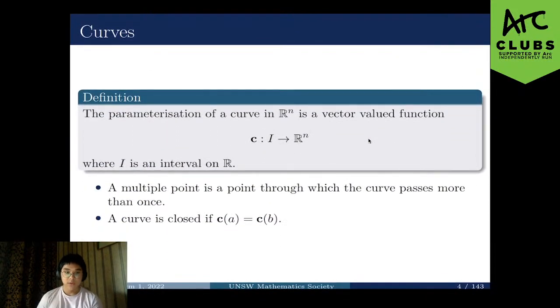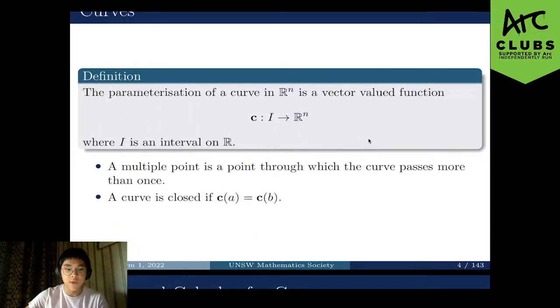So curves. The definition is that the parameterization of a curve in Rn is a vector valued function, where I is an interval on R. So we have I as an interval on real numbers, for example, it starts with A and ends in B. And vector valued function just means that the range or the output is going to be a vector or a set of vectors. A multiple point is a point through which the curve passes more than once.